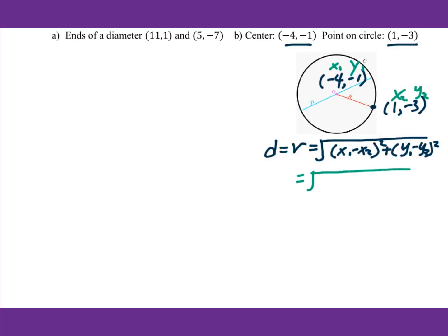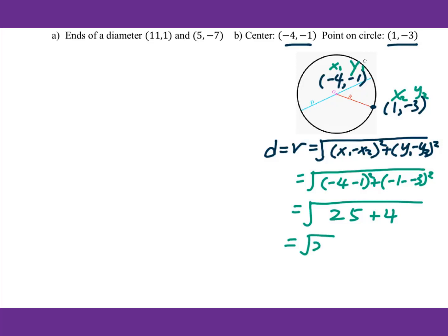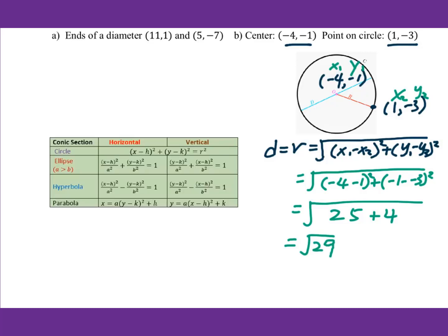So we get (-4 minus 1) squared plus (-1 minus -3) squared. You will get the square root of 25 plus 4. That's the square root of 29. And according to this formula, we know this is h, here's k. We can write down the equation for the circle. That will be (x plus 4) squared plus (y plus 1) squared equals 29.